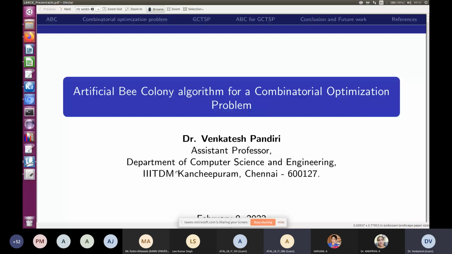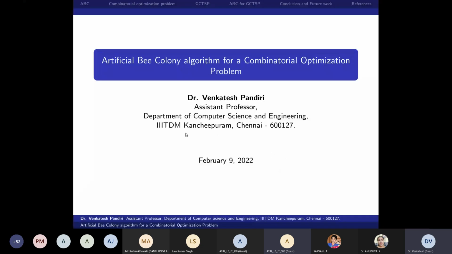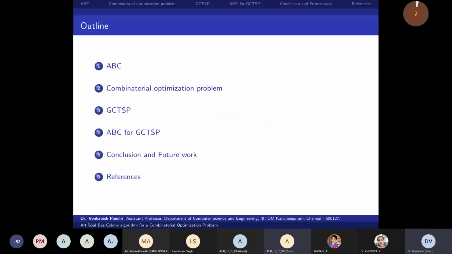So today my presentation will be on artificial bee colony algorithm for a combinatorial optimization problem. This is the outline of my presentation in today's talk. In the beginning, we will discuss what basically the artificial bee colony algorithm is. Subsequently, we will see what a combinatorial optimization problem is, and we will try to solve one of the combinatorial optimization problems, that is GCTSP, by using the artificial bee colony algorithm. Then we can see some conclusions and references after that.